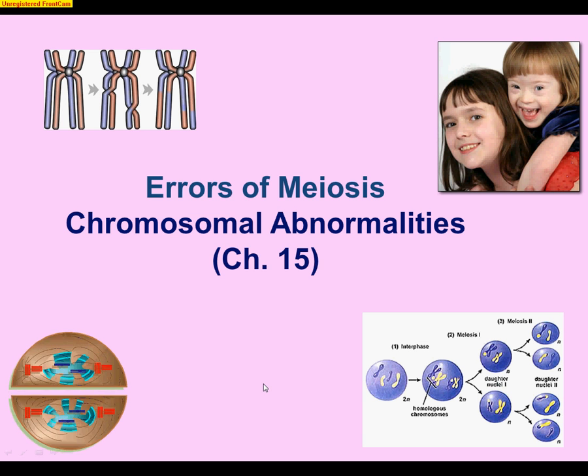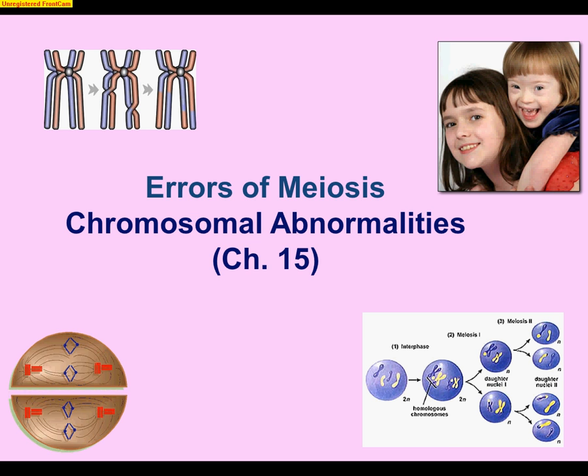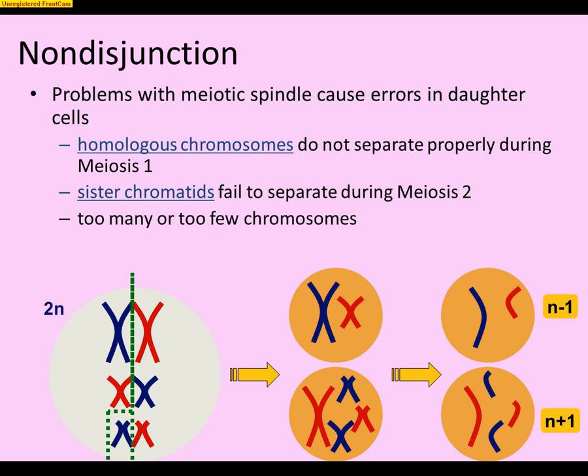Alright, hi everybody. Just want to give you a couple unusual cases of what can happen during meiosis with some chromosomes. So if we break this down, chromosome abnormalities basically deal with two things. Either having an incorrect number of chromosomes, which we call non-disjunction, and basically what happens here is the chromosomes just don't separate in the patterns that we learned about in meiosis. Or we can have breakage of chromosomes, and we'll see how chromosomes can vary a little bit based on where they break and what happens to that information.